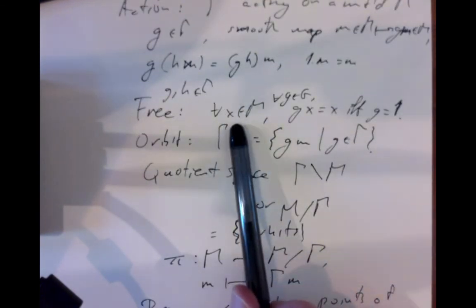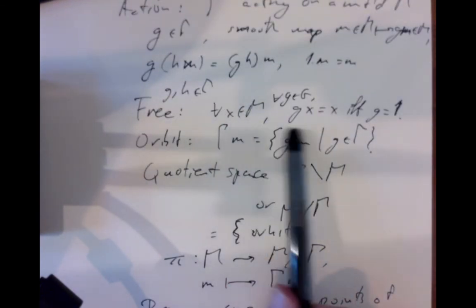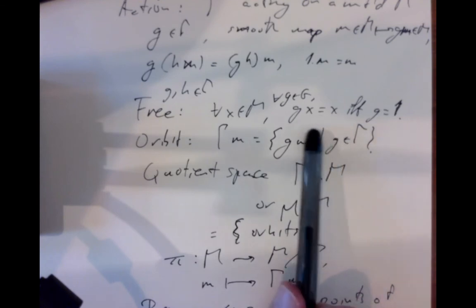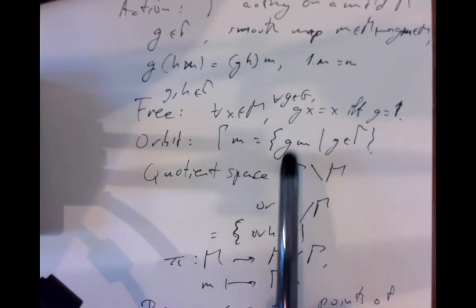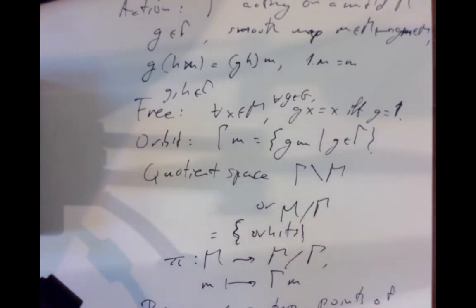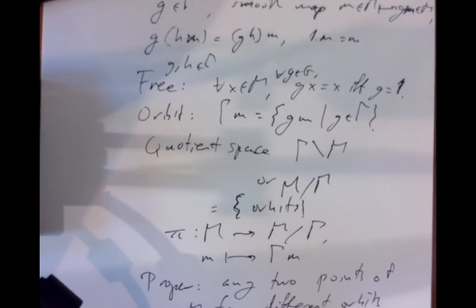So the action is said to be free if the only element of the group that fixes any point at all is the identity element of the group. And the orbit is the obvious thing: the places where the group takes a particular point M. Where does it go to under the group action? And the quotient space is the collection of all orbits.